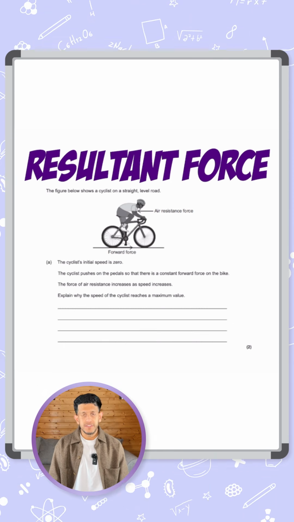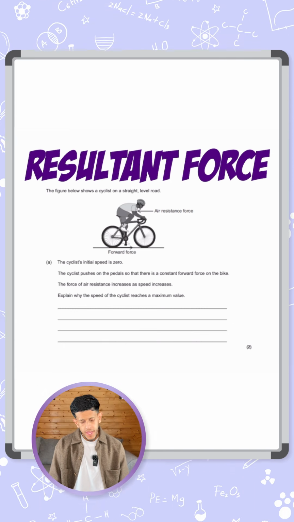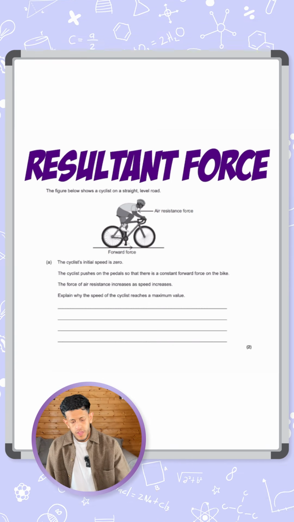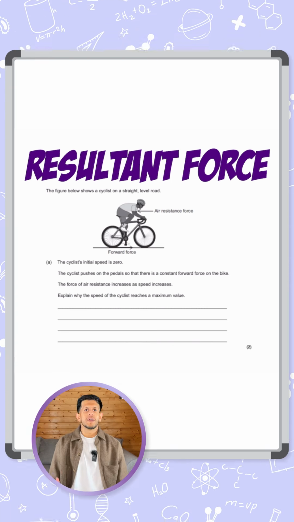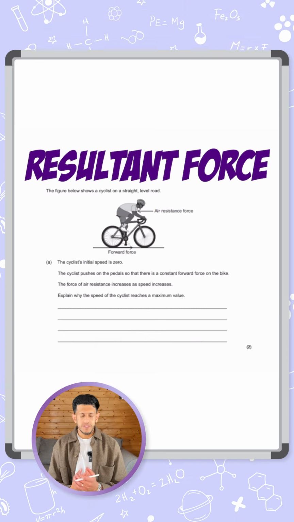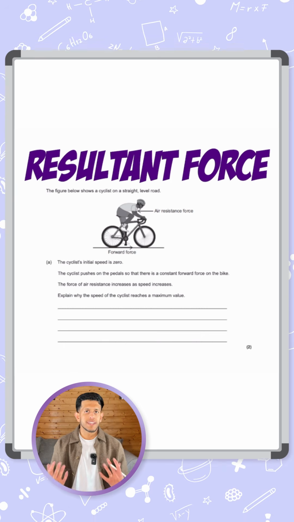The force of air resistance increases as speed increases. Explain why the speed of the cyclist reaches a maximum value. So when we've talked about this topic, a maximum value of speed that an object reaches is talking about terminal velocity here, but that's to do with the forces acting on the object.